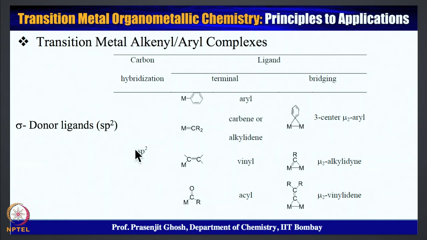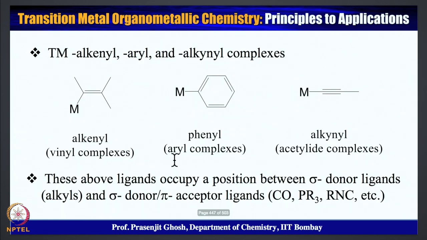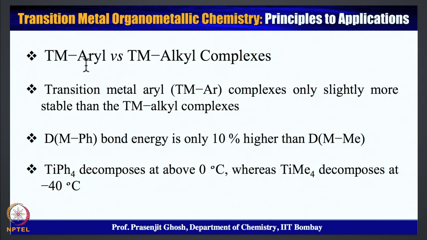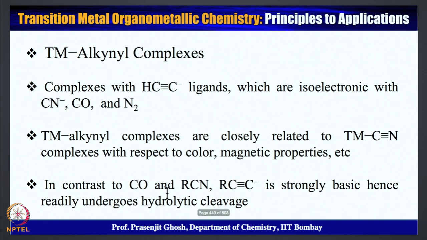we have seen sigma donor sp2 centers as well as sp ones. Now, transition metal alkenyl, aryl and alkynyl complexes occupy a position between sigma donor alkyl and sigma donor pi acceptor ligands like carbon monoxide, phosphine, RNC, etc. We have compared the reactivity of transition metal aryl versus transition metal alkyl, and we concluded that transition metal aryl complexes are slightly more stable than the alkyl complexes, because their bond dissociation energy is only 10% higher than the methyl bonds. For example, titanium tetraphenyl decomposes above 0 degrees, whereas tetramethyl decomposes at minus 40 degrees.